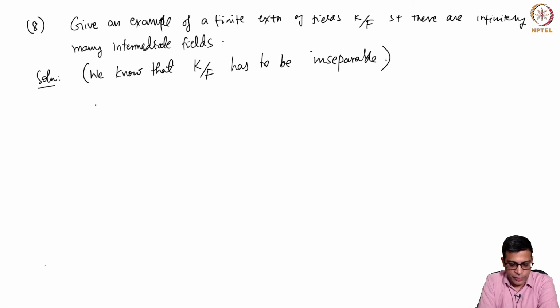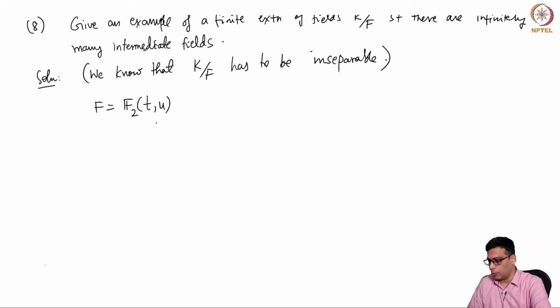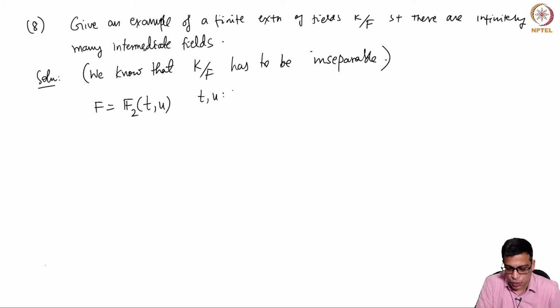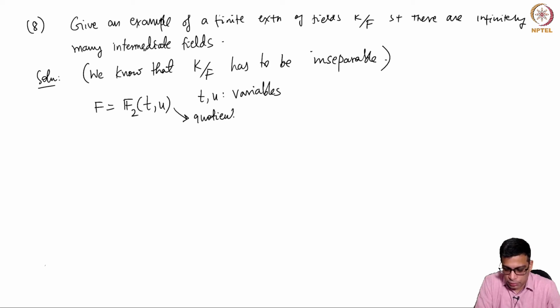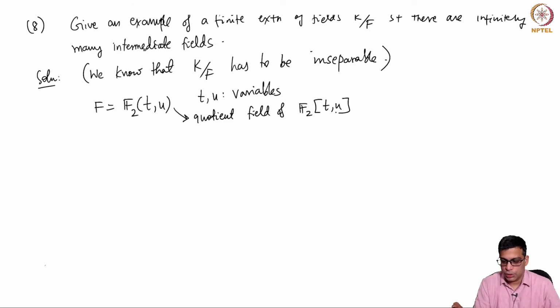Okay, so we take F to be F2(t, u). These are variables. So far we have looked at the rational function field in one variable to construct some examples of normal non-Galois extensions. Here we are taking rational functions in 2 variables. The elements of this are ratios of polynomials in 2 variables, so this is nothing but the quotient field of F2[t, u].